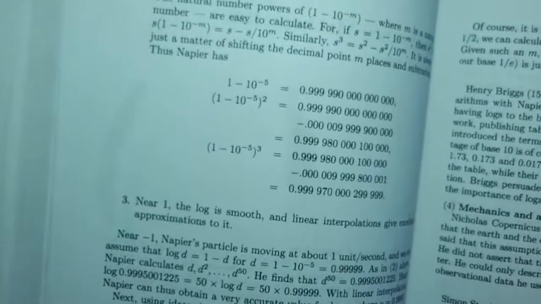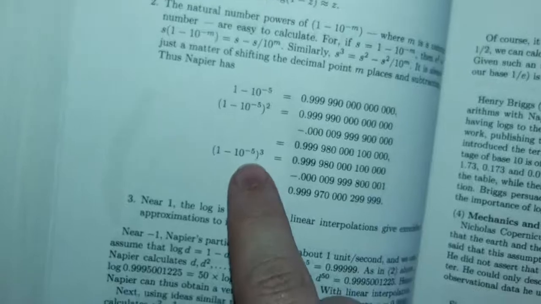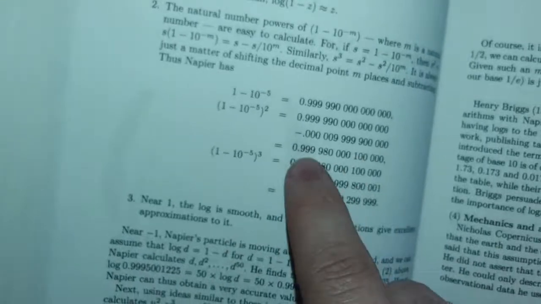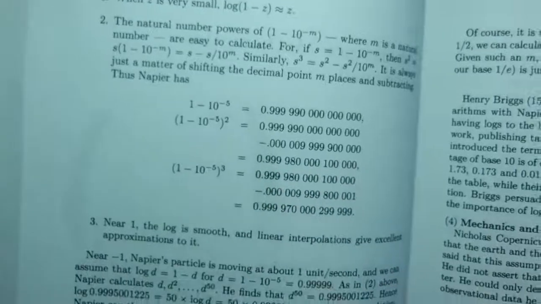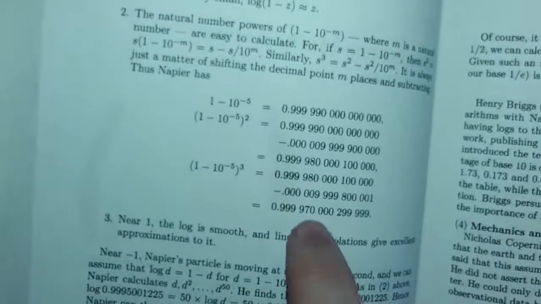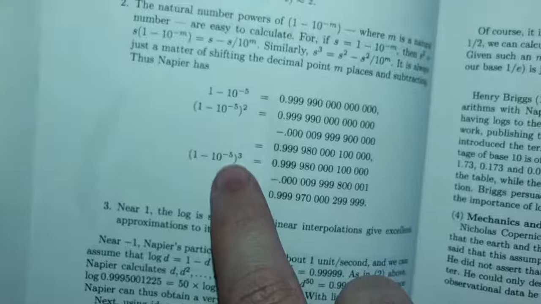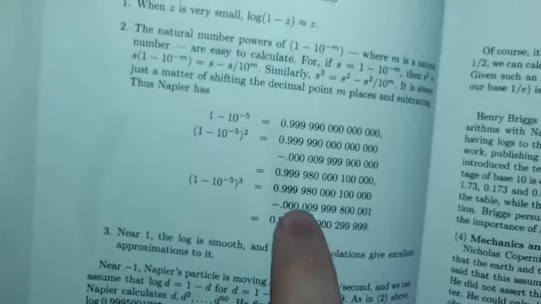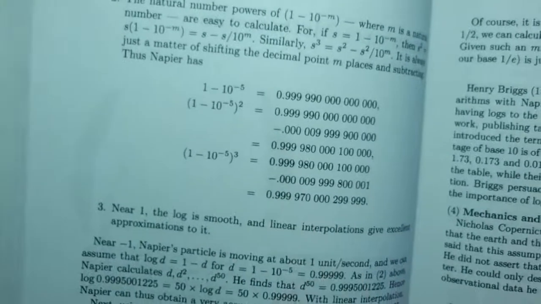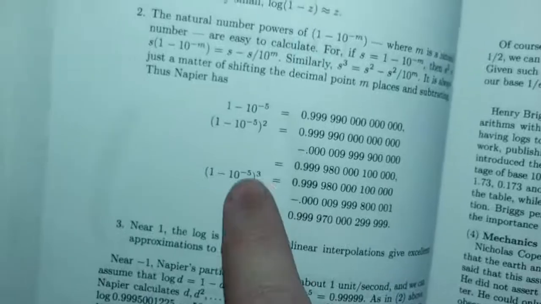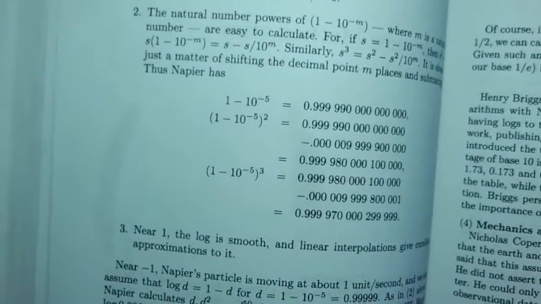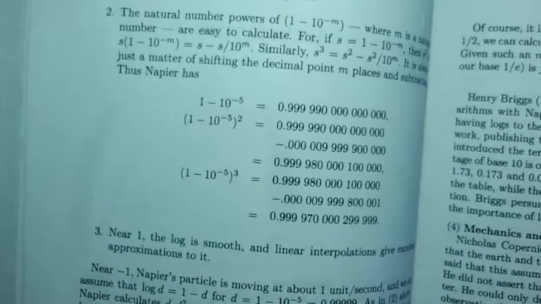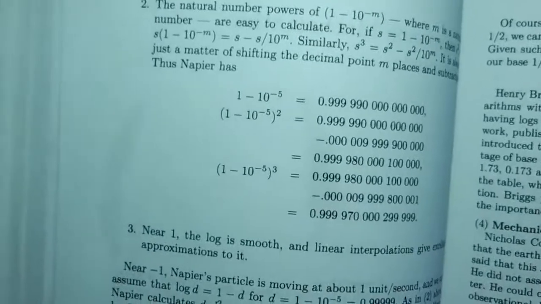So I continue. Cubing this, I take the previous number that I worked through, and I subtract from it that previous number with the decimal shifted again 5 places to the left. I get another number here, and I can do this as much as I want for higher and higher powers. So this isn't so bad. I can keep going as long as I'm feeling like it.